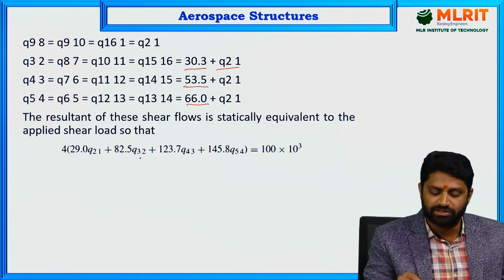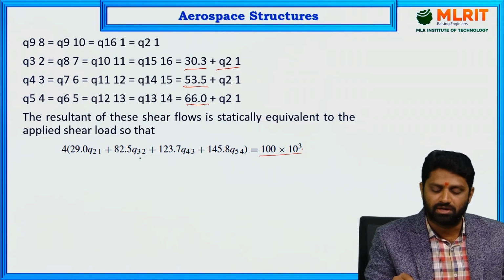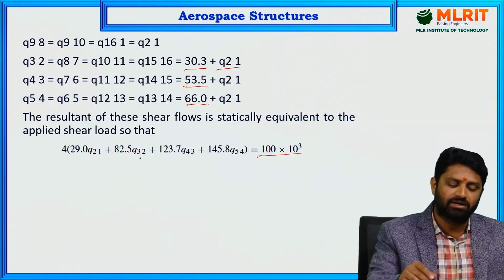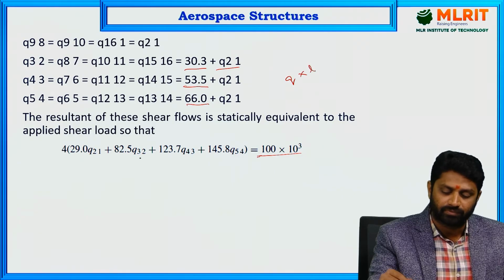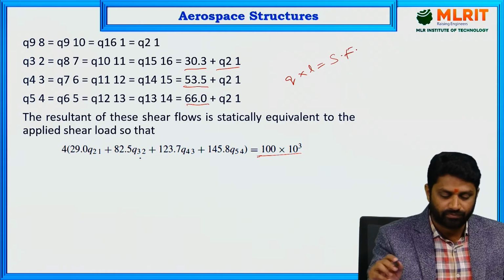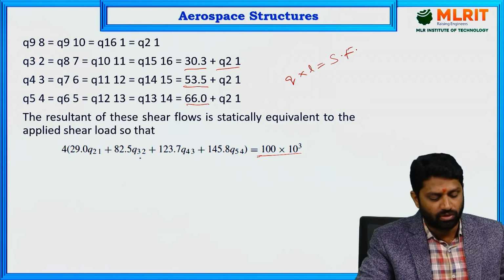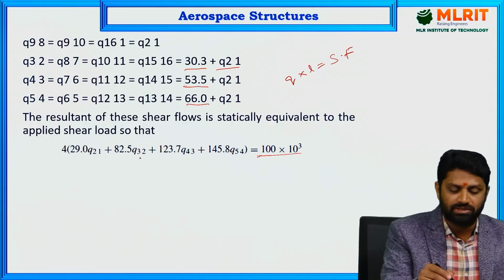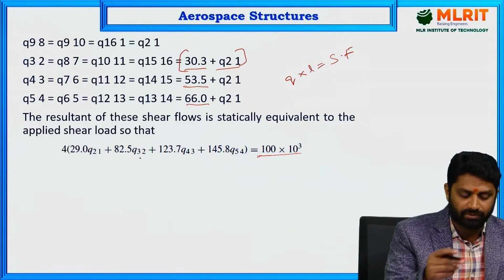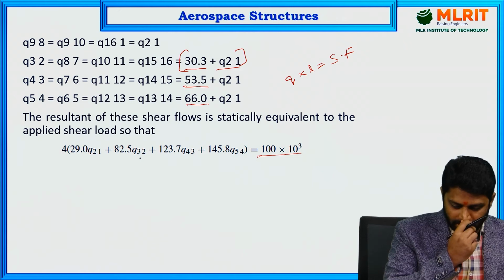So the applied shear load is 100 kilonewton. So 100 into 10 to the power of 3, and that should be equal to the resultant of all the shear flows. We know that a shear flow, when multiplied with its length, is converted into shear force. So this is the shear flow we got, that is 30.3 into Q21.